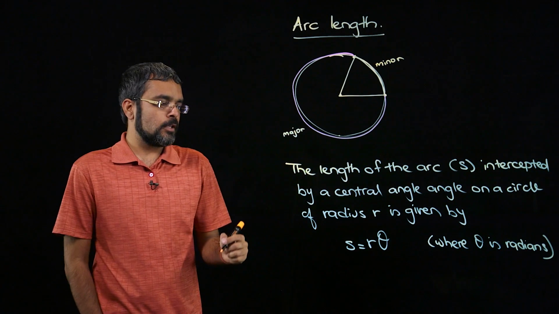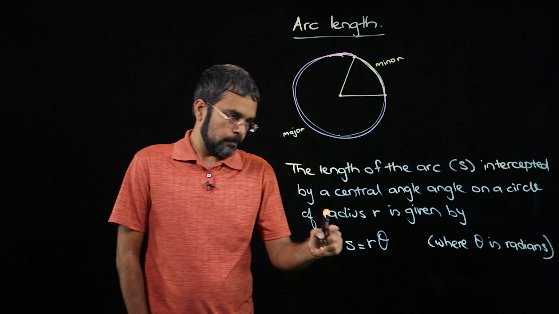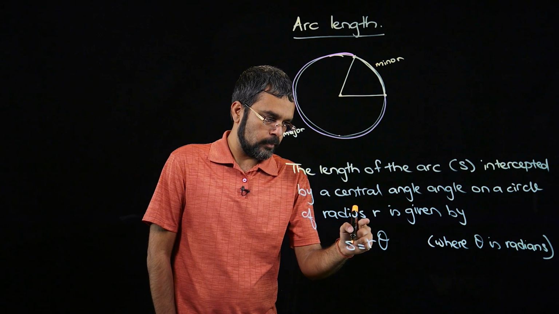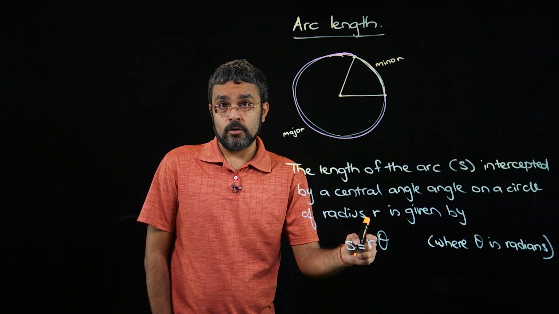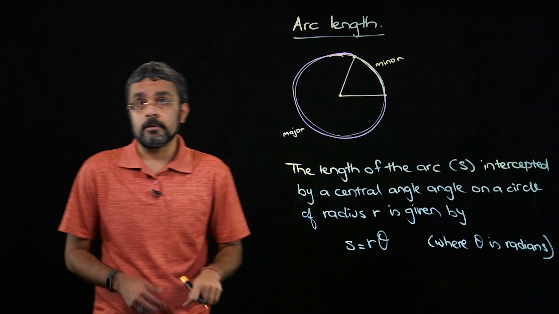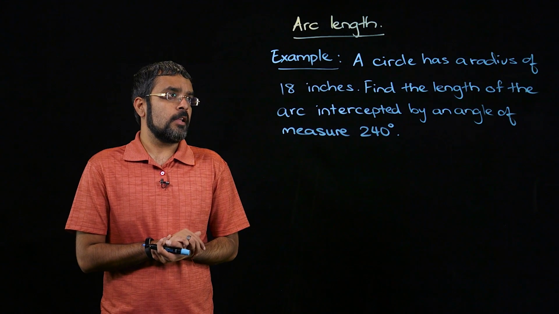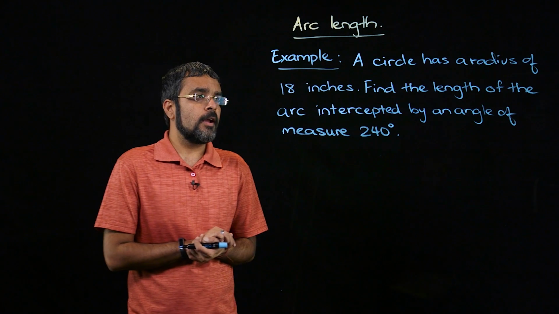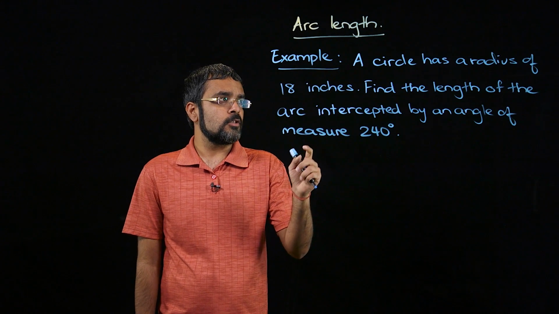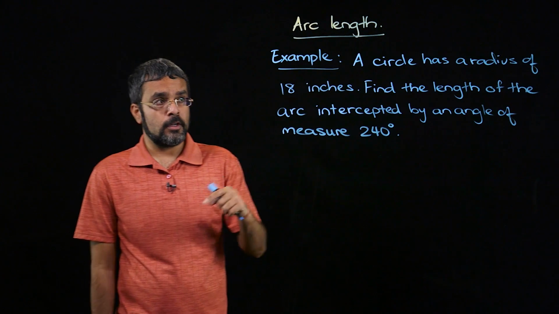So the central angle is always given in radians. The length of the arc is equal to the radius times the central angle. Let's look at an example. In this example, we have a circle of radius 18 inches, and we want to find the length of the arc intercepted by a central angle of 240 degrees.